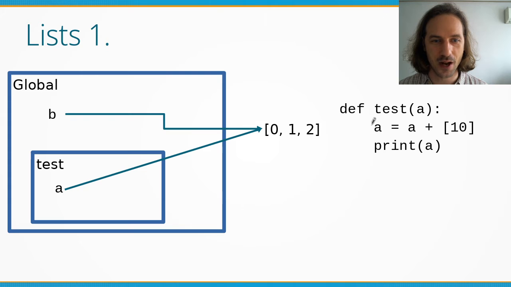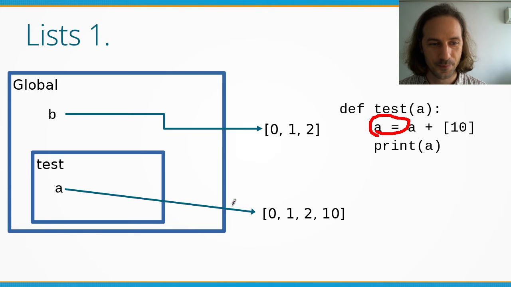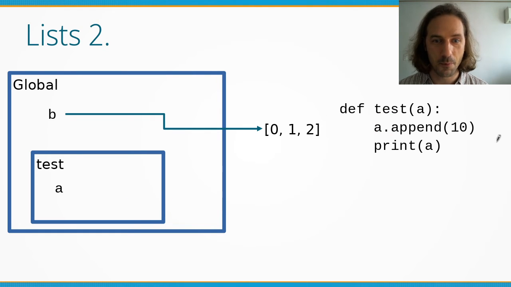But when I invoke this line here, a equals a concatenated with this list of only one element, now I assign a to something. This is when we break the link: a now equals 0, 1, 2, and 10. So now we broke the link. Once we exit this function, it doesn't matter what's going on here because our b variable has not been changed. But when we use the append function, there is no a equals something here.